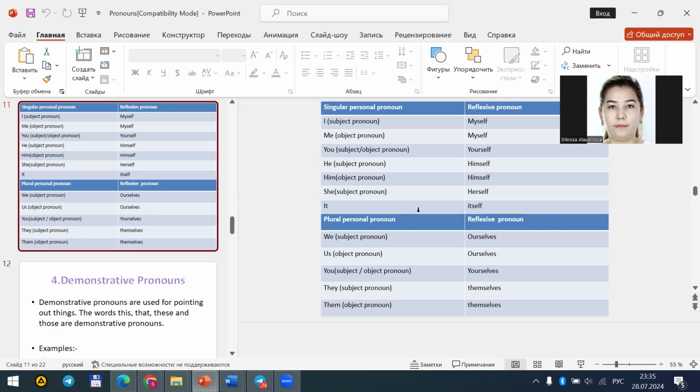Plural personal pronoun and reflexive pronoun. We, subject pronoun, ourselves. Us, object pronoun, ourselves. You, subject and object pronoun, yourselves. They, subject pronoun, themselves. Them, themselves.